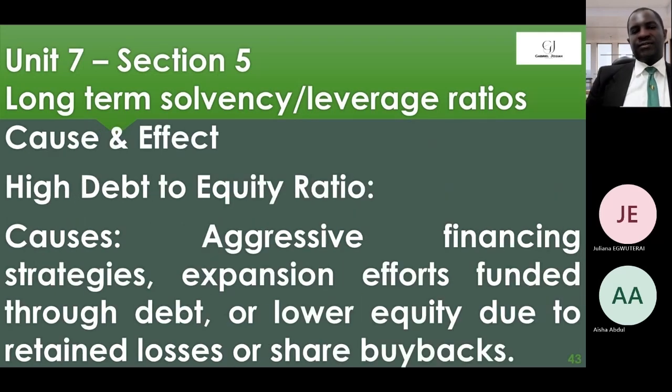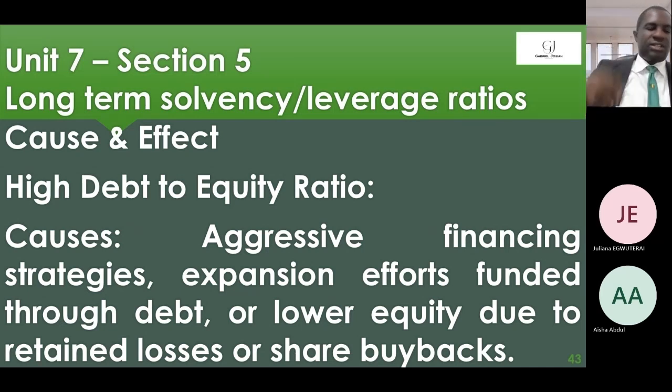And what are the causes and effects of a high debt to equity? Like we see, debt to equity is high because of aggressive financing strategies, expansion efforts funded through debt, or lower equity due to retained losses or share buybacks. So these could be the causes.